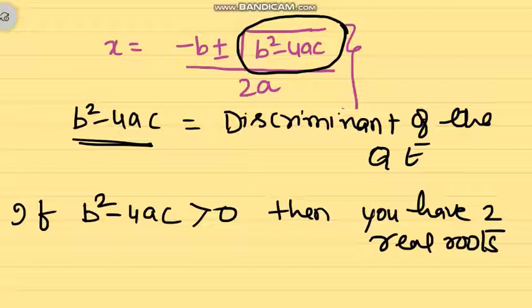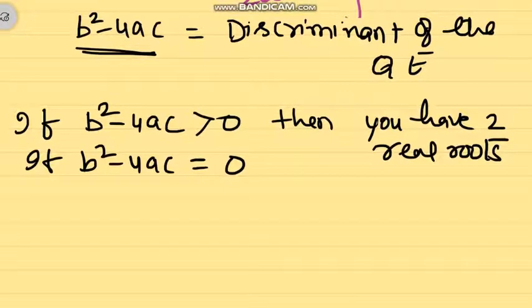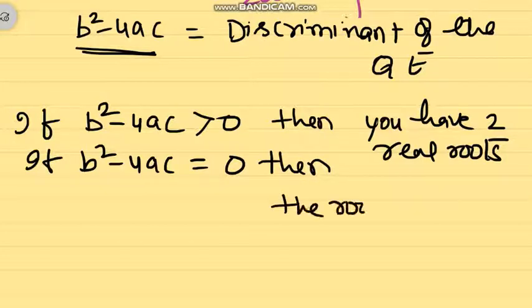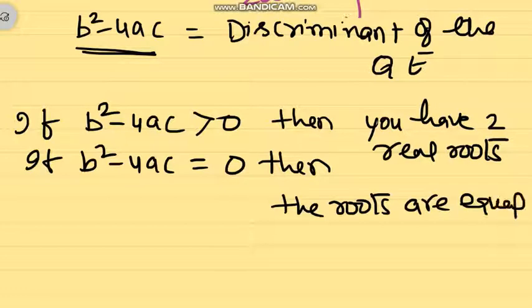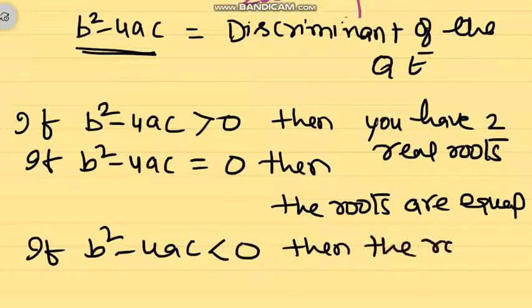If b square minus 4ac is equal to 0, then the roots are equal. And if b square minus 4ac is less than 0, then the roots are imaginary.